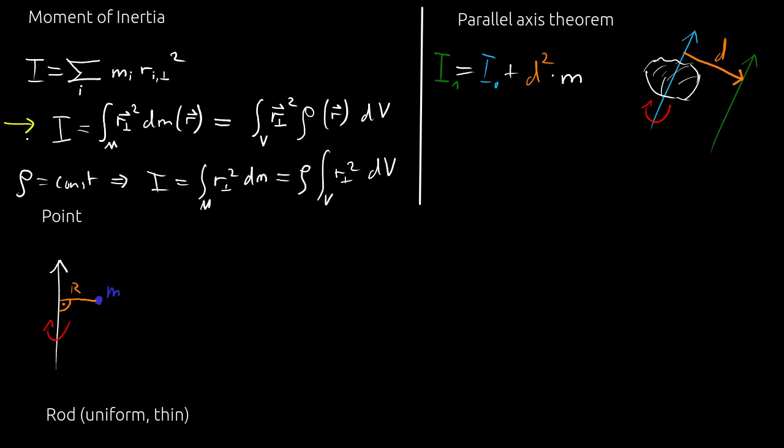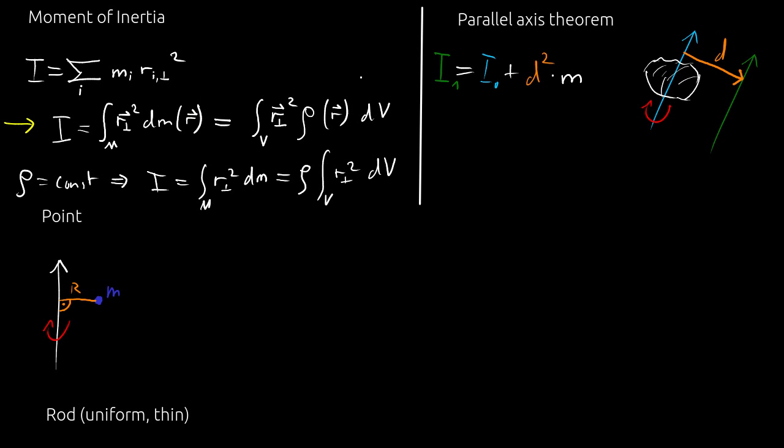An equally valid definition is that I equals the integral over the whole mass of r_perpendicular squared dm, and that equals the integral over the whole volume of r_perpendicular squared times the mass density of r times dV. This is the most general form of the moment of inertia.